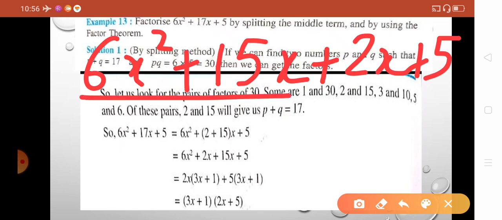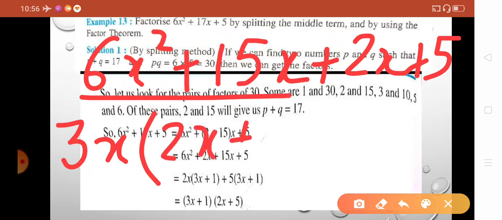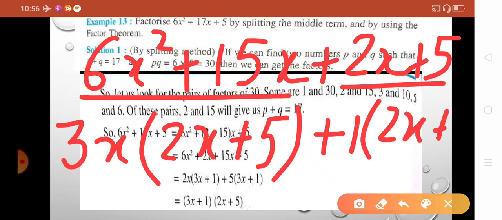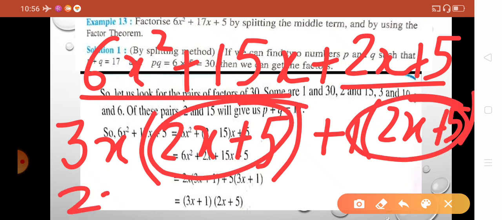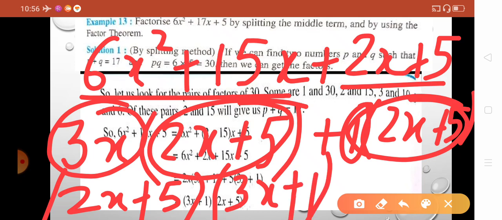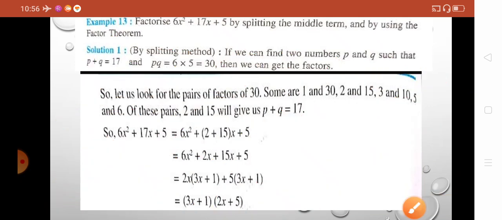Here from this we will take 3x common. Here we will be left with 2x plus 5, and from this we will take 1 common. Here we will be left with 2x plus 5. Now the next step is take this 2x plus 5 together. Here we will be left with 3x, and here we will be left with 1, so 3x plus 1. So our answer is 3x plus 1, 2x plus 5. This is the splitting the middle term method.